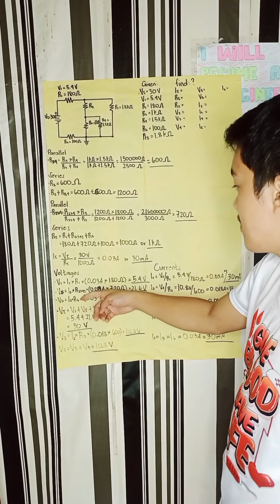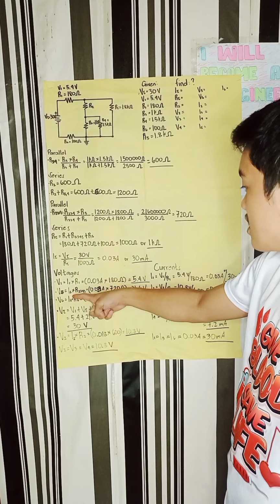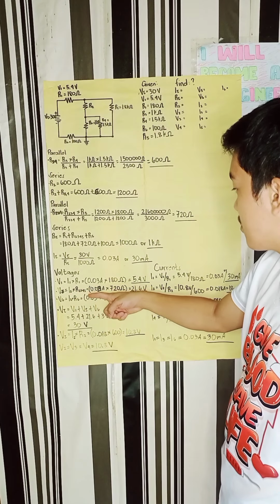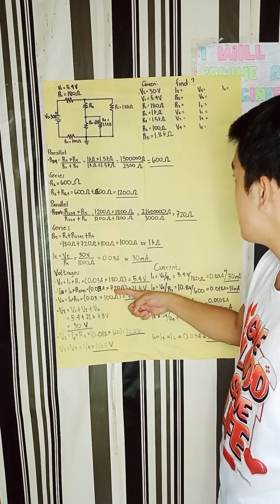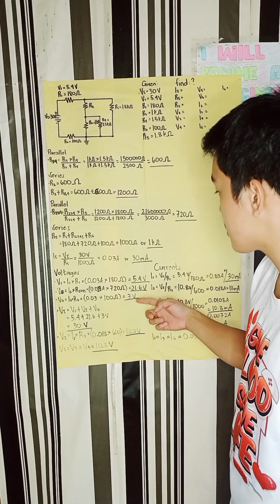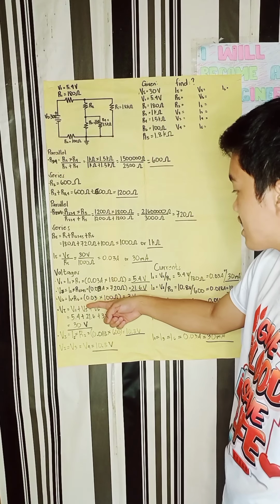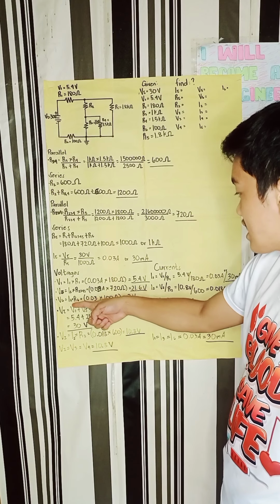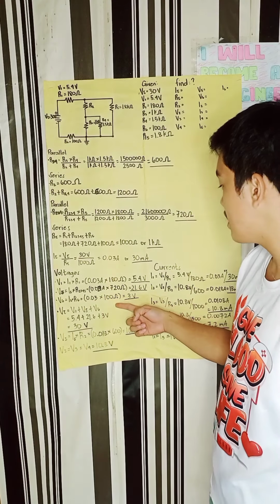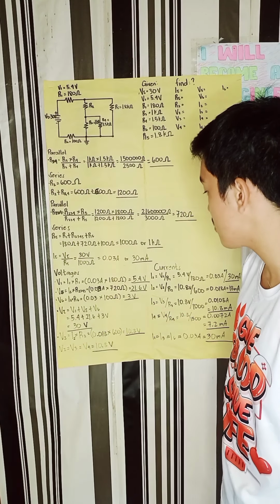Next is the V5 or the V2, 3, 4, and 5. I5 times R2, 3, 4, 5 is equal to 0.03 times 720 ohms, equal to 21.6 volts. Next is V6. V6 is equal to I6 times R6. So I6 is equal to 0.03 ampere times R6, equal to 100 ohms. So 0.03 times 100 ohms is equal to 3 volts.